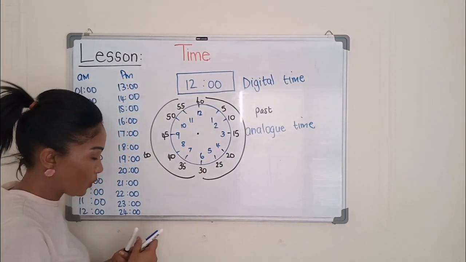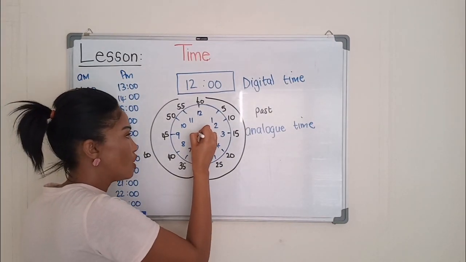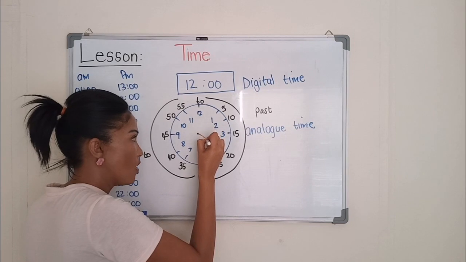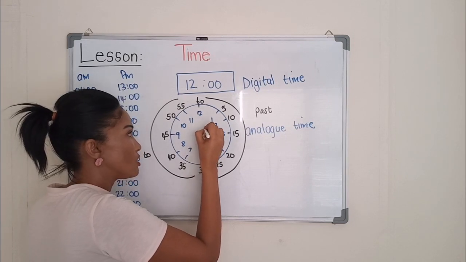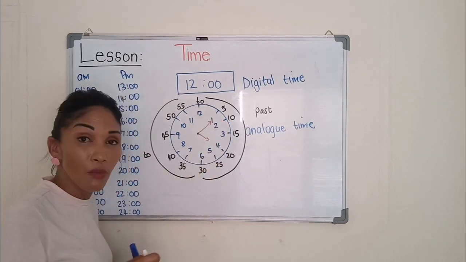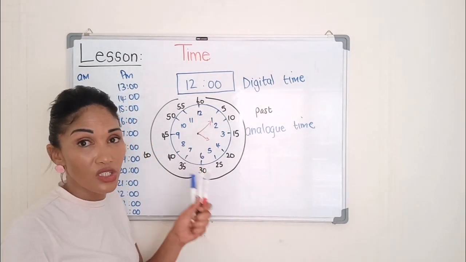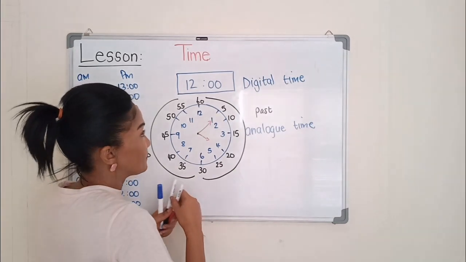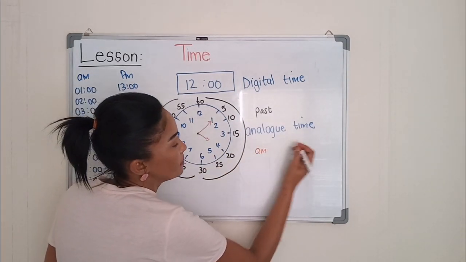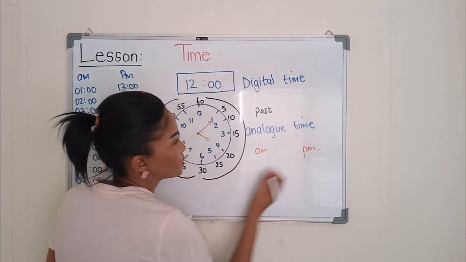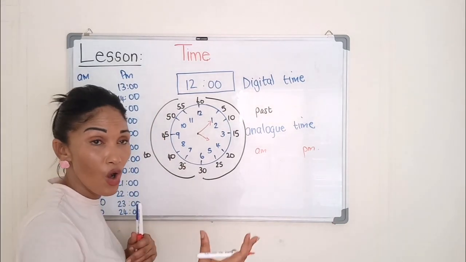Now I'm going to give an example quickly. If I say my short hand is on the 4 and my long hand is on the 1. Remember, it's very important for us to understand and to know what is our long hand and what is our short hand. Right. So I'm going to write the time in AM and I'm going to write it in PM to see the difference in the morning and in the afternoon.